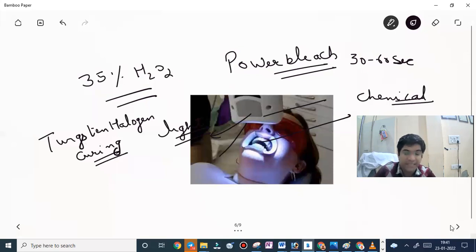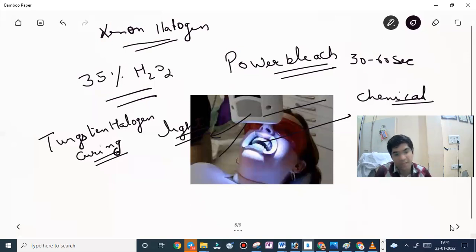Another we can use is the xenon halogen curing light. These are the new generation xenon plasma arc lamps. They are based on thermal activation. The light is of high intensity and produces a great heat. So what will this high heat do? Due to high heat, there is potential for dental trauma to the pulp and the surrounding tissue. That is why these lights have to be used with great care.